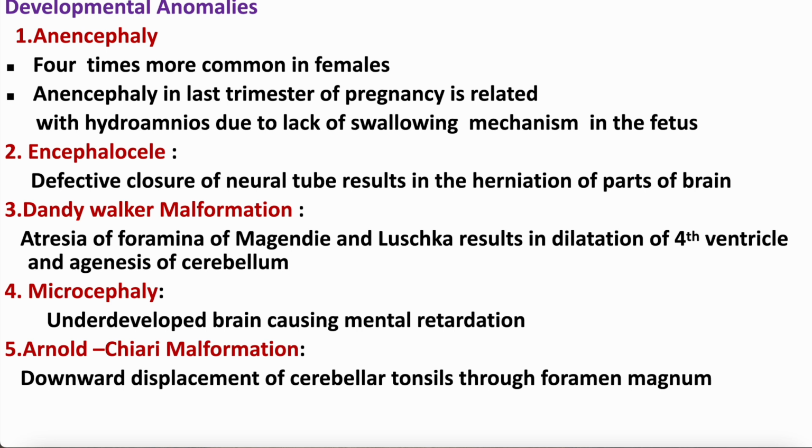Now coming to the developmental anomalies related with the development of the neural tube. Anencephaly is four times more common in females. Anencephaly in the last trimester of pregnancy is related with hydramnios due to lack of swallowing mechanism in the fetus. Then encephalocele, the defective closure of the neural tube, results in herniation of parts of the brain. Then Dandy-Walker malformation, atresia of the foramina of Magendie and Luschka, resulting in dilatation of the fourth ventricle and agenesis of the cerebellum.